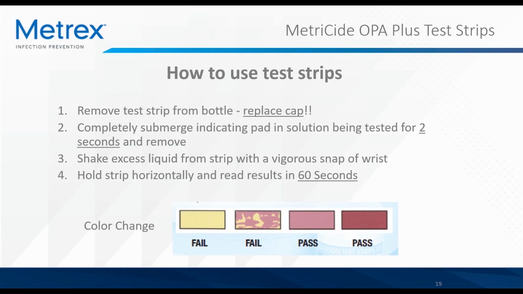Step 4. Hold the strip horizontally and set the timer for 60 seconds. Once the timer goes off, immediately read the results against the color chart on the test strip bottle. Solid magenta indicates a pass, any yellow indicates a fail.